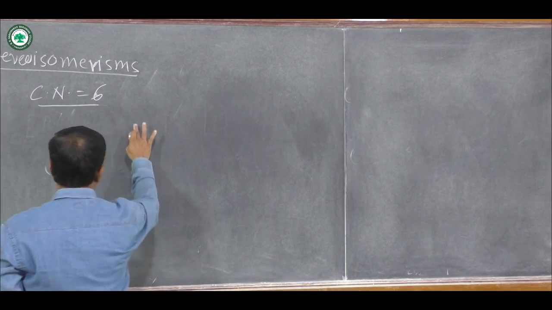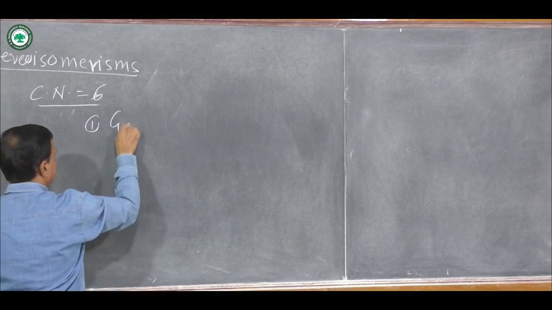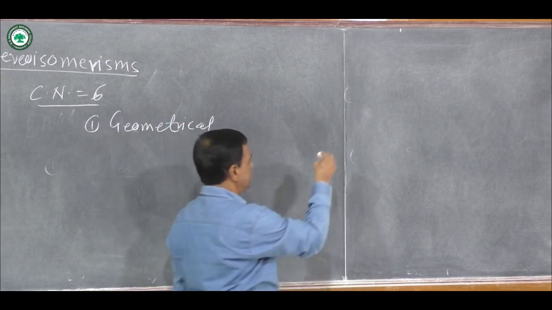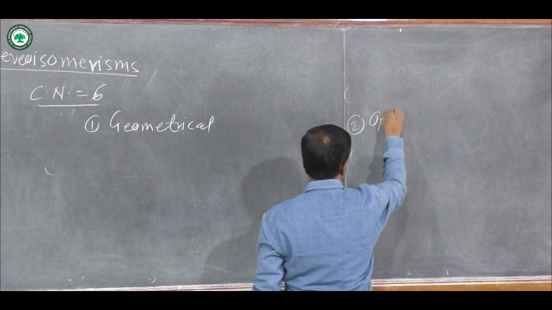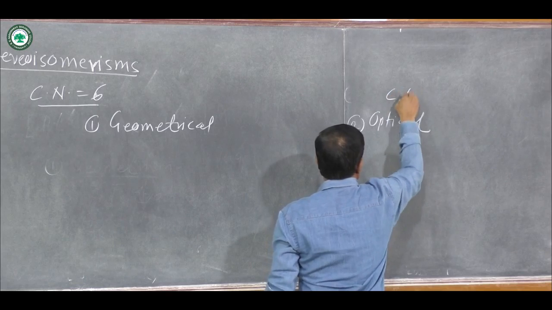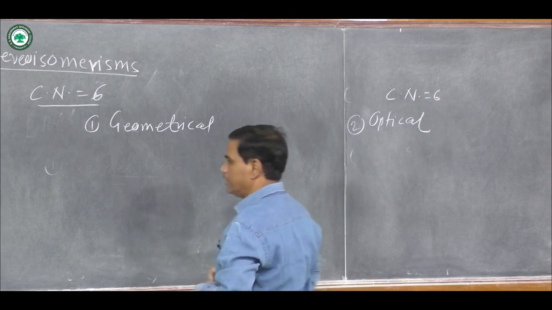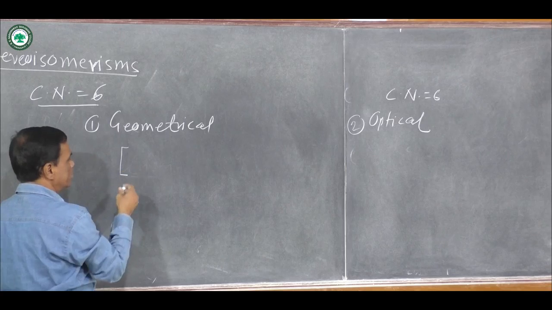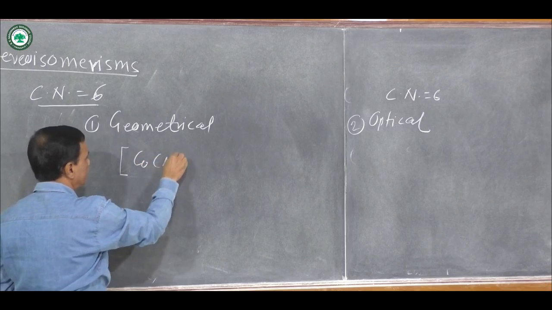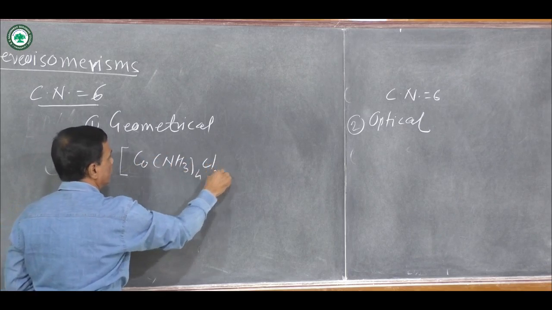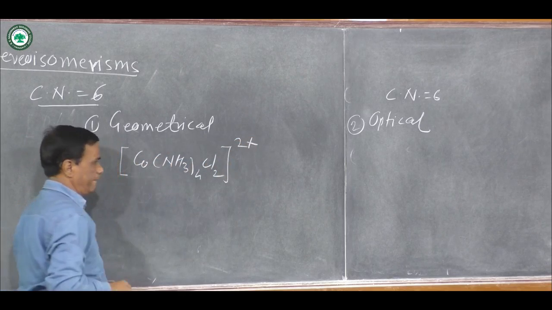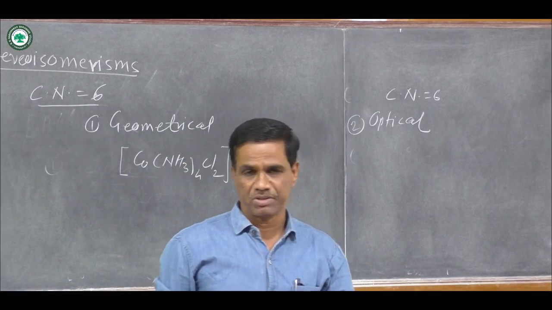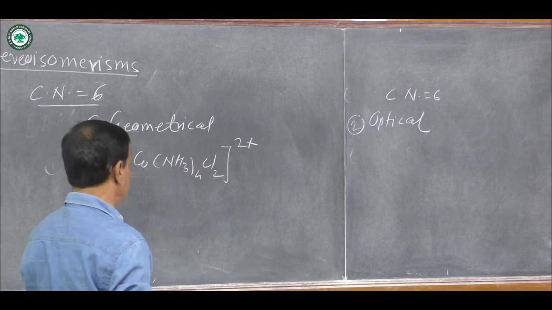Again, there are 2 types. One is known as geometrical isomerism, and second is known as optical isomerism. Here coordination number is equal to 6. 6 ligands or 6 coordinate bond formation is there. Example is, suppose there is a formation of the [Co(NH3)4Cl2]+ complex ion. This complex compound is octahedral in nature because 6 ligands are directly attached to it.